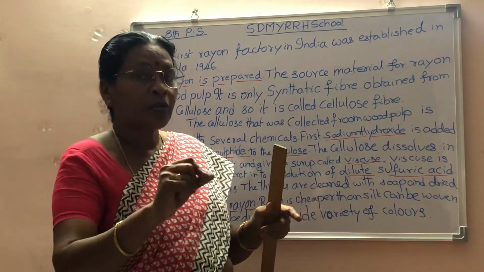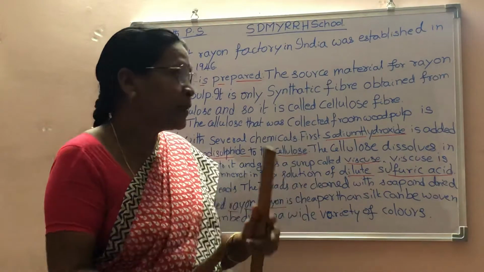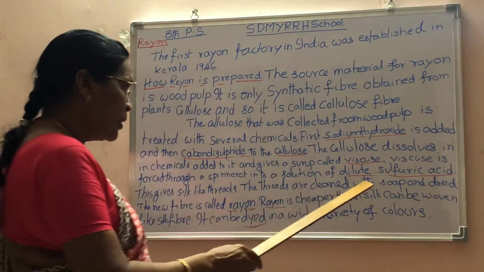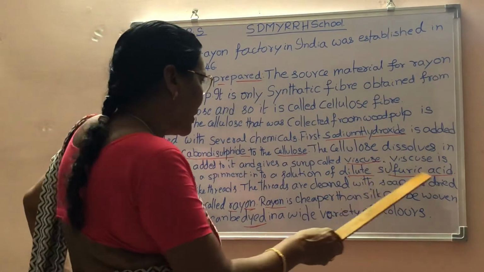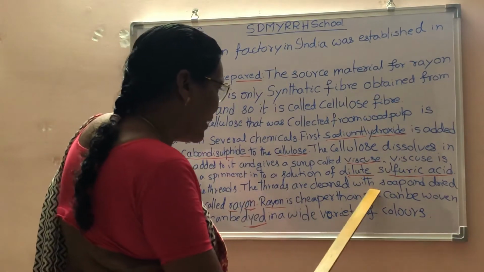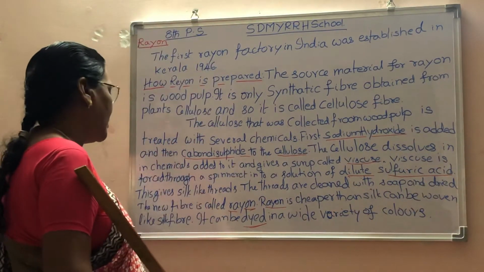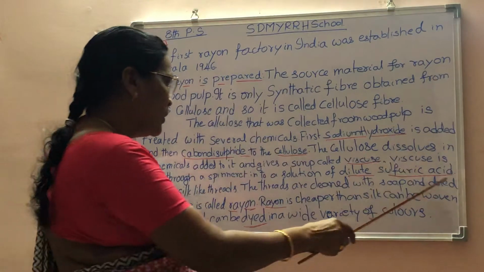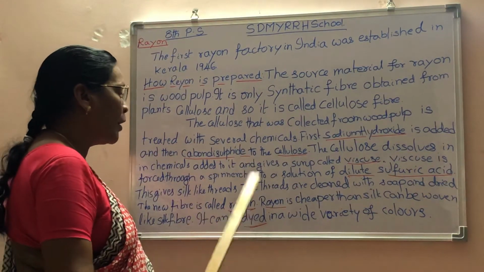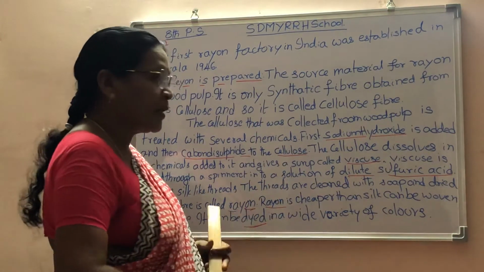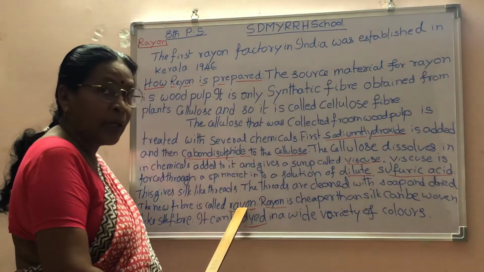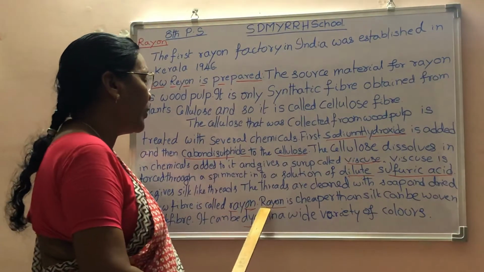We use soap to wash clothes, like that. The dilute sulfuric acid gives silk-like threads. Then the threads are cleaned with soap and dried. After cleaning, they are dried. The new fiber is called rayon. After drying, we get fibers, and these fibers are called rayon. Like this, rayon is prepared.